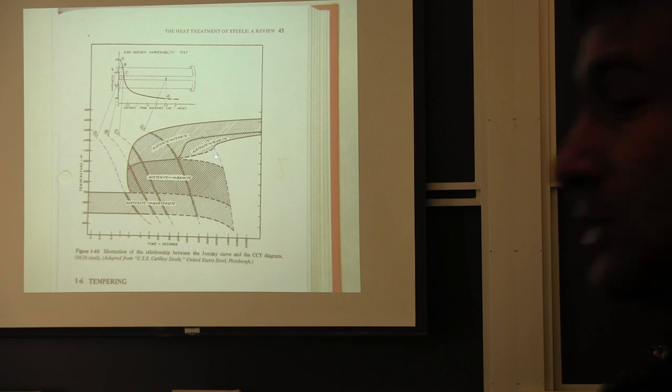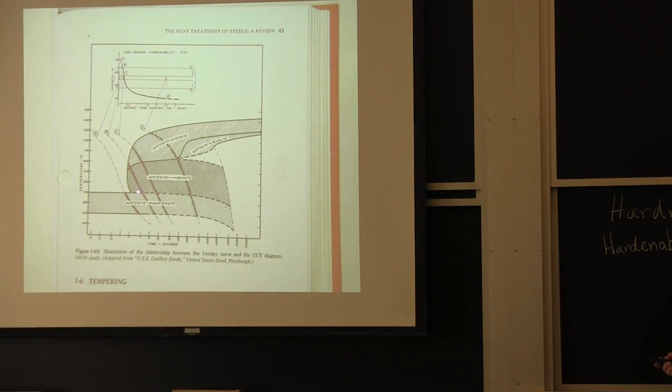If you don't get one of these others, if you can beat the nose of the C-curve, like this A, you will get martensite. Martensite is extremely hard, brittle unless it's been tempered to allow some of the carbon to diffuse around and relieve some of the strains that are imposed on the lattice. So you don't want to get untempered martensite. You do want to get something that's hard.